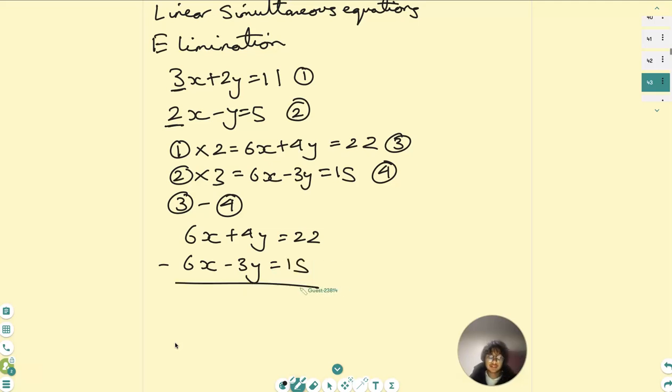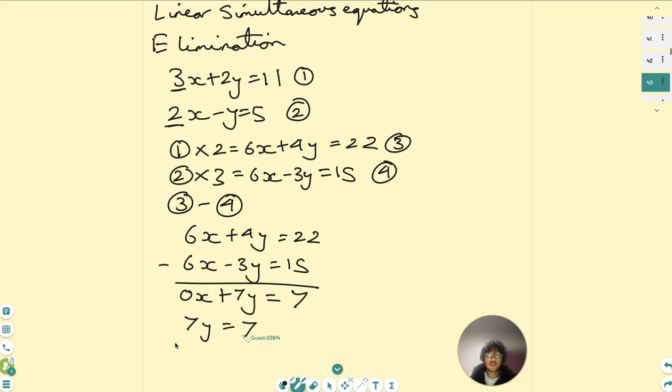Now 6x minus 6x, as you know, is 0x. 4y minus 3y: we've got two negatives that make a positive, so we get plus 3y. So that's 7y. And 22 minus 15 is 7. So we get 7y is equal to 7.